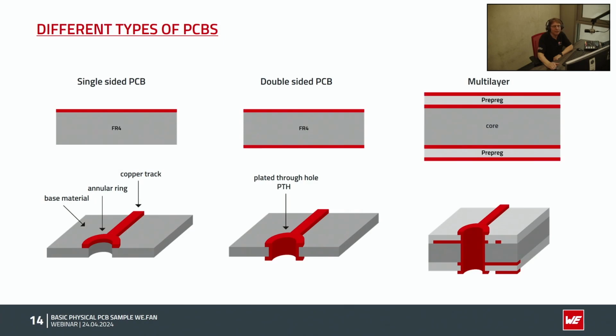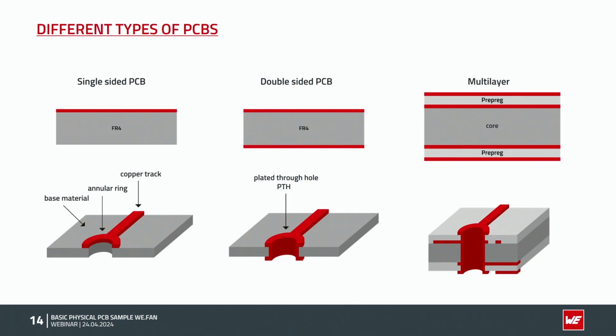So again, the 3 different types in basic technology. It's a single-sided PCB, it's a double-sided PCB with plated through holes, as you can see here in the middle of the slide, and on the right side you can see multi-layer with 4 copper layers with plated through holes again. So that's what basic technology covers.